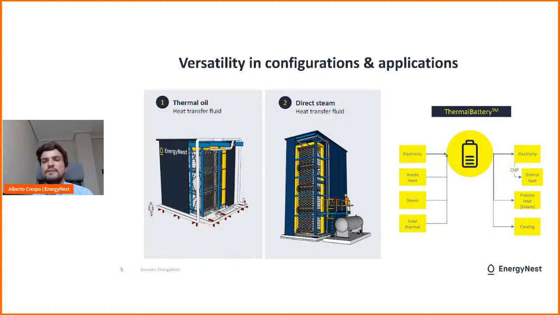And on the right-hand side, I wanted to show you the flexibility and the versatility in terms of the applications. The battery can be charged with electricity via resistances, for example, waste heat in an industrial setting, steam directly, as I already mentioned, or of course, also CST or CSP. And the battery would then deliver electricity via a bottoming cycle. We do not have any sort of turbomachinery inside our system, but rather it will have to be an additional ORC or a steam generator, or a steam turbine. The provision of steam also for industrial cases and cooling.